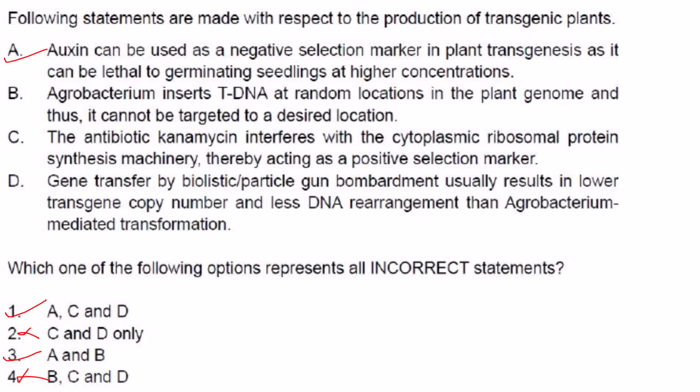So A is correct. Then, Agrobacterium inserts T-DNA at random locations, of course, in the plant genome, and thus it cannot be targeted to a desired location. 100% correct. Because of its insertion in a random location in the plant genome, it cannot be targeted to one desired location. That means if you want the plant transformed for one particular character and you want the character expressed in the leaf, you cannot use Agrobacterium transformation methodology, because it will be found everywhere in the whole plant. It will be found in the stem, in the leaf, in the flower, root, everywhere.